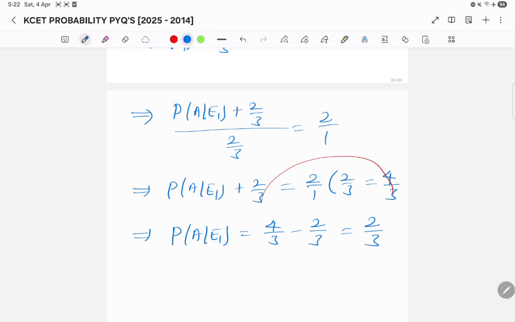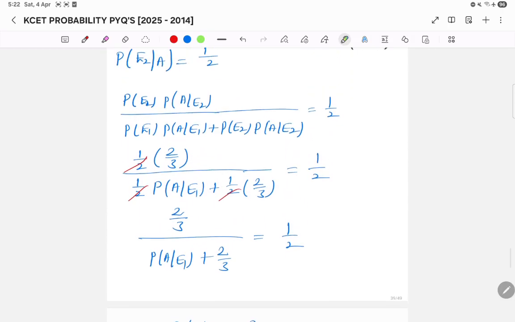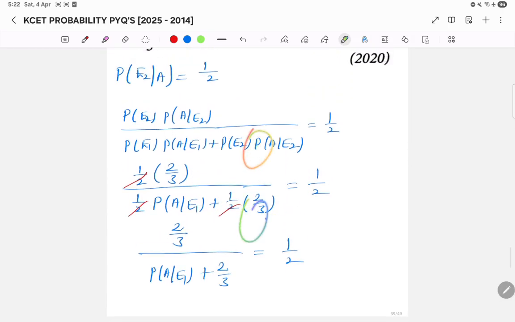So my answer here, P of A by E1, is 2 by 3. Now I have found it, right? Now we can use it to find whatever they require.